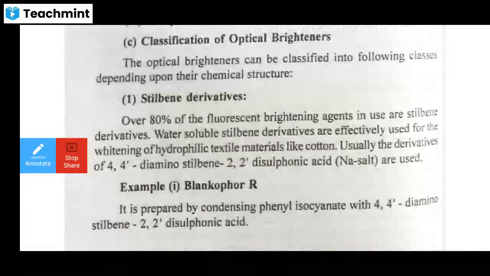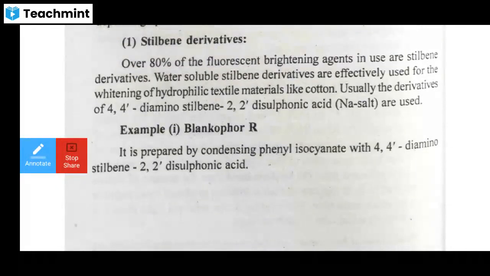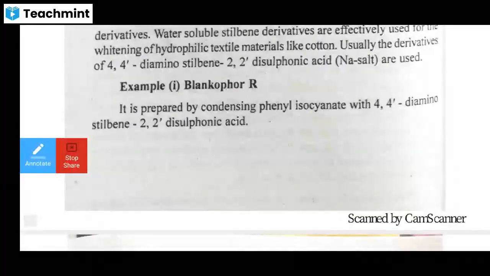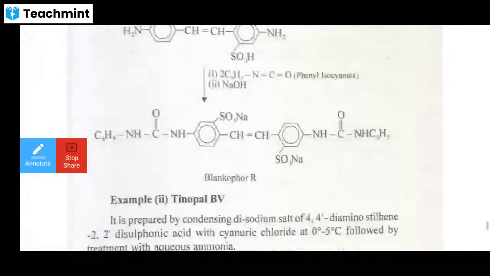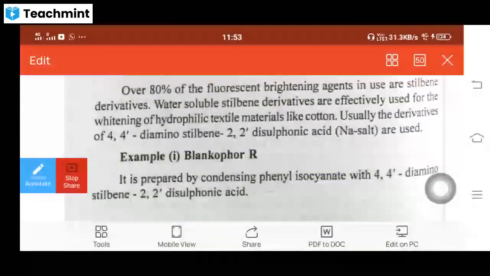Then the classification of optical brighteners. One of the categories is the stilbene derivatives. Over 80% of the fluorescent brightening agents in use are stilbene derivatives. An example is Blankophor 4R. Next, how it is prepared. The procedure is given here. It is prepared from 4,4'-diamino stilbene.